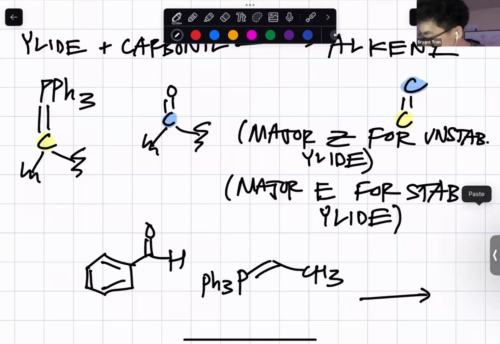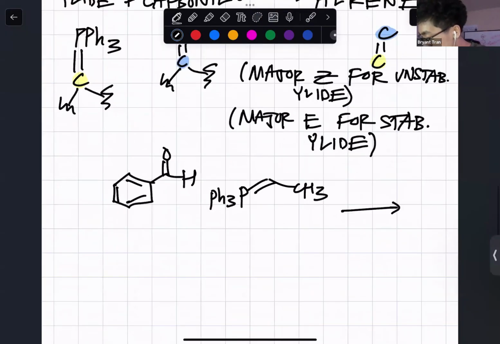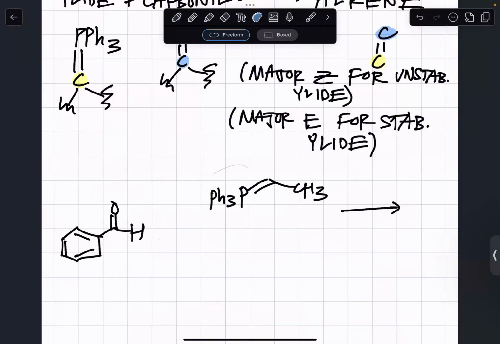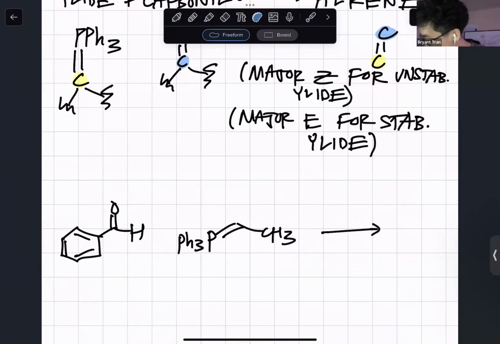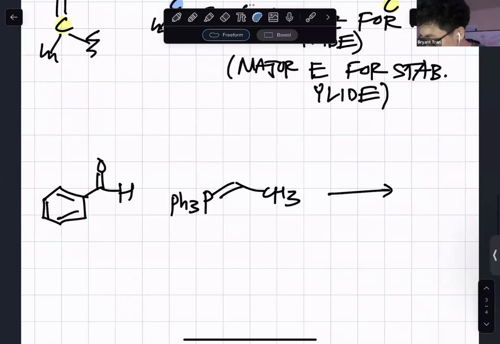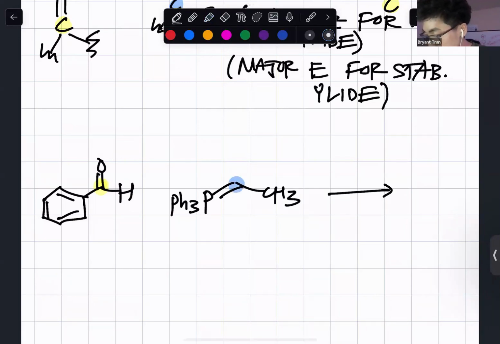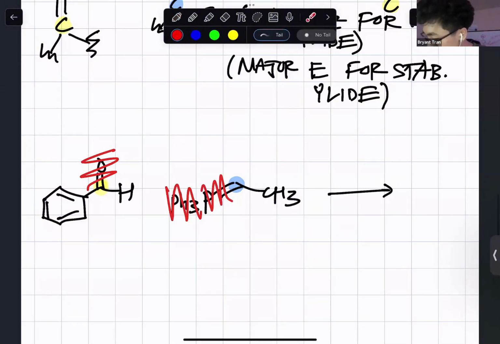Okay, let's predict the product first and then worry about the mechanism later because the mechanism is very weird. It's really long. So here is our carbonyl. The first thing I would do is locate my carbonyl carbon, which is that right there, and my ylide carbon, which is that right there. Then I would think in my head that I'm getting rid of the carbonyl, getting rid of that carbon double bond oxygen, and getting rid of that ylide carbon double bond phosphorus triphenyl group. And I'm just gonna connect these two pieces together, the yellow and blue carbon.